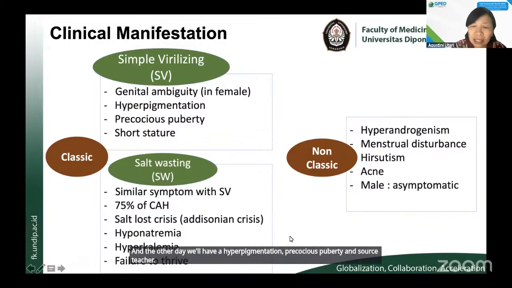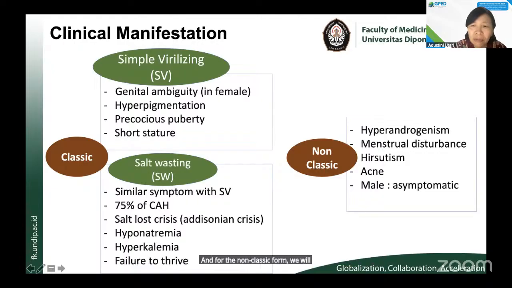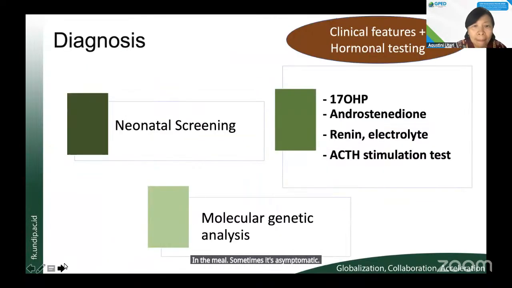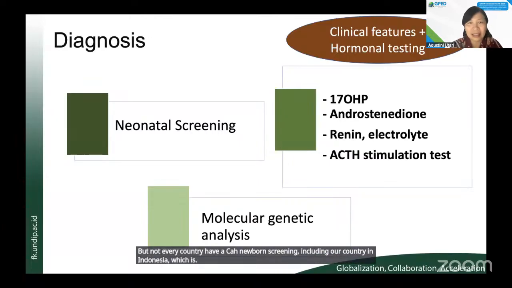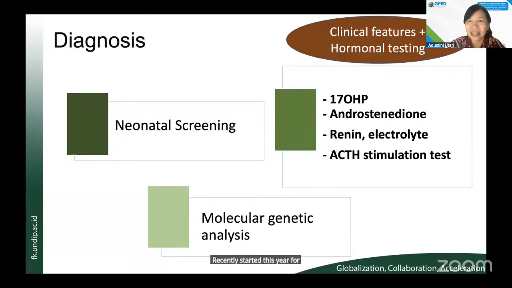For the non-classic form, we usually see it in later life, like hyperandrogenism, menstrual disturbance, hirsutism, acne, or in males, sometimes it's asymptomatic. So the diagnosis: ideally, we diagnose CAH with newborn screening. But not every country has CAH newborn screening, including our country, Indonesia. We just recently started CAH newborn screening this year.